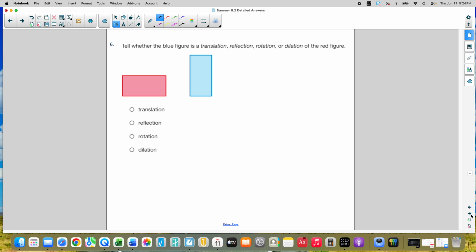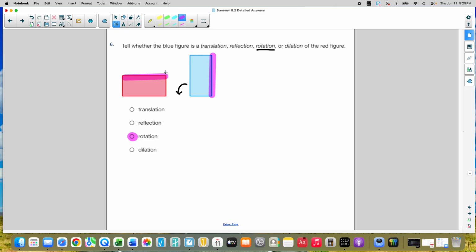Tell whether, oh, yeah, so this is going to be a rotation. So we rotated the blue figure, we rotated it 90 degrees. So we can take this point, actually, I'll show you another good way of doing this. You take this right side. So if we take this leg and then you take that, how many degrees did it rotate? It rotated 90 degrees. So that was a 90-degree rotation.